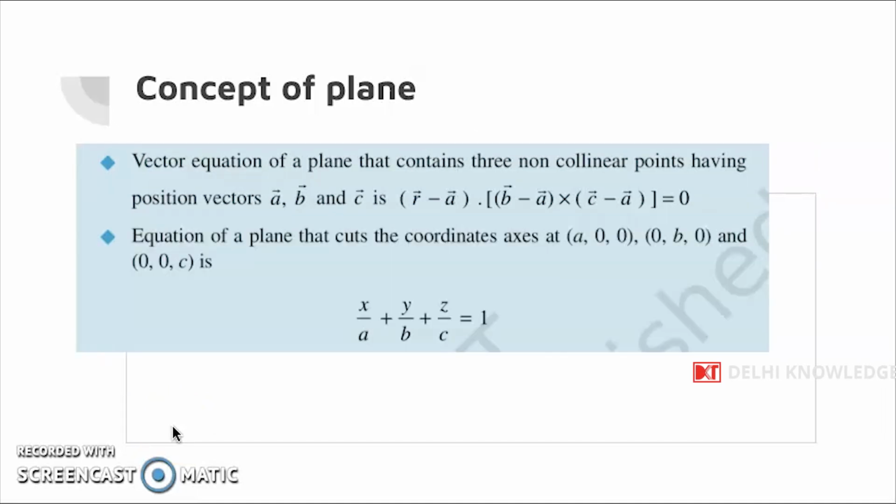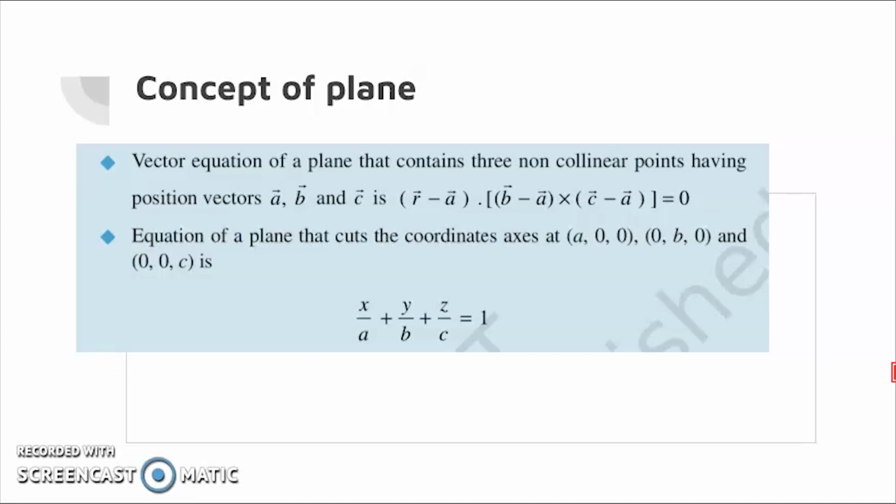Okay, this we already discussed. The equation of a plane that cuts the coordinate axes at a, 0, 0 and so on. It means the equation of a plane which cuts the coordinate axes at their intercepts. That plane cuts the x axis at a, the y axis at b and the z axis at c.